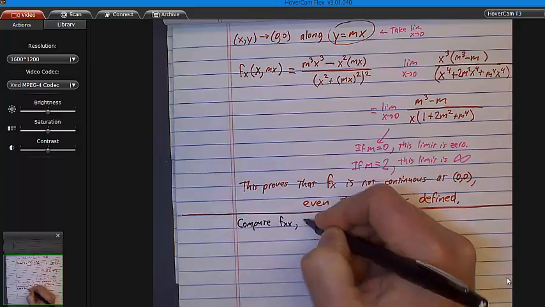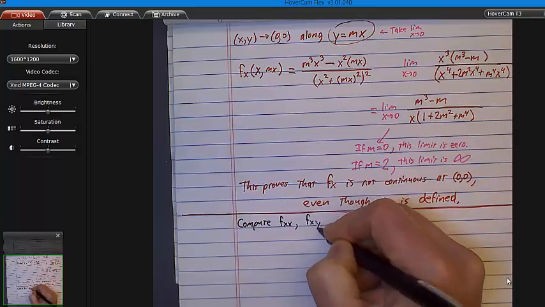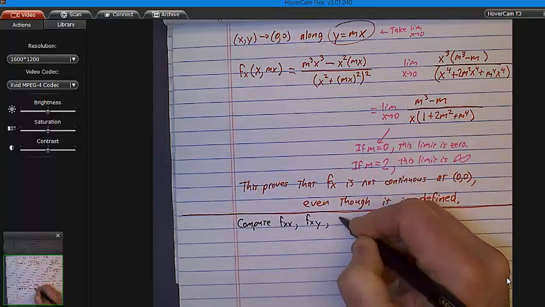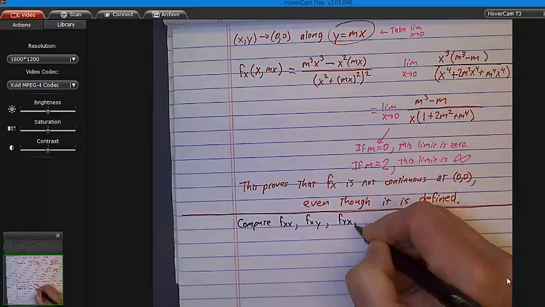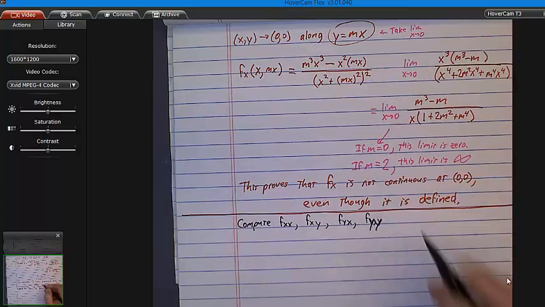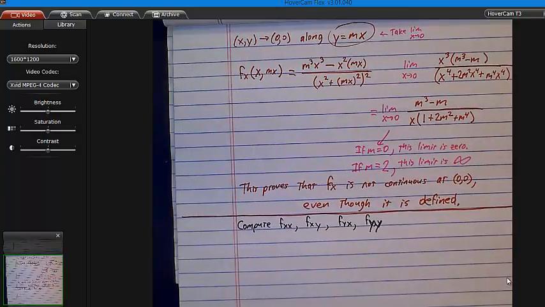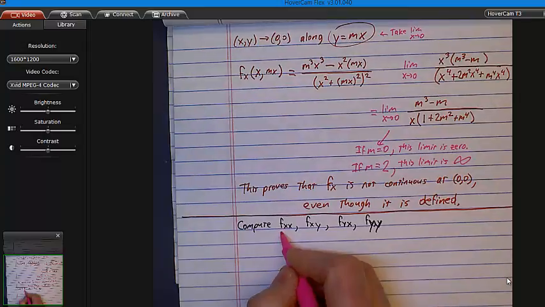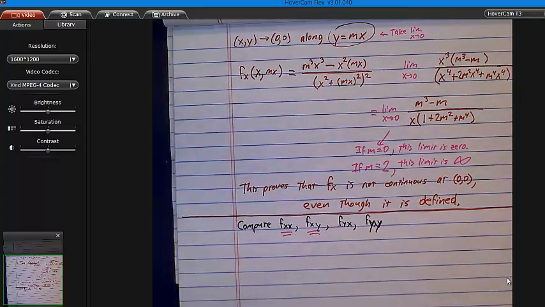fxx, fxy, fyx, and fyy. Do you understand what I mean? No. Okay. So let me help. Actually, let me help first of all. Let me cut the workload in half. Let's only compute fxx and fxy. And I'll show you why I'm going to do that in a moment.